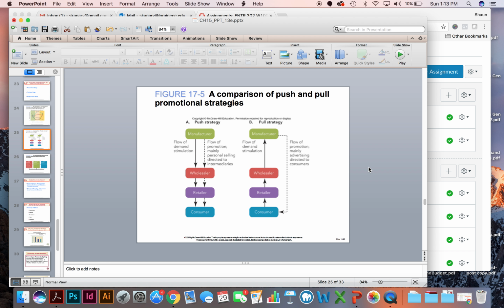Now, the pull strategy differs a little bit because we're advertising directly to the consumer and pulling them into the retailers and to the wholesaler, which helps increase the demand of our product. So you can see the different strategy here. The push strategy is that we're pushing the wholesaler and the retailer to really advertise and sell our products, whereas with the pull strategy, we're handling it ourselves and we're pulling demand of our product from the consumer itself.